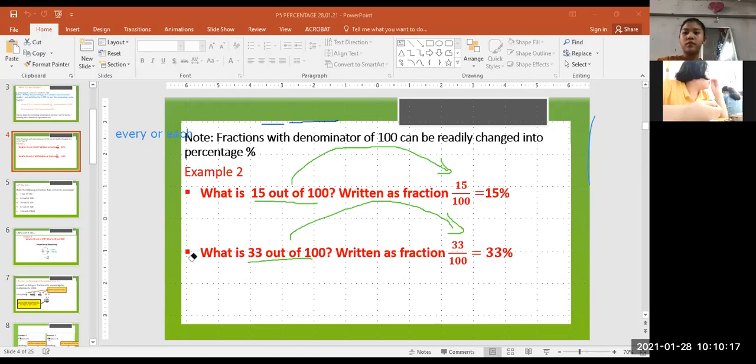Okay, now here. So we say that 33 out of 100 can be written as the fraction 33 over 100. Now there is a quickest way. If it asks for 100, imagine this is your 33 there. The writing is not good.